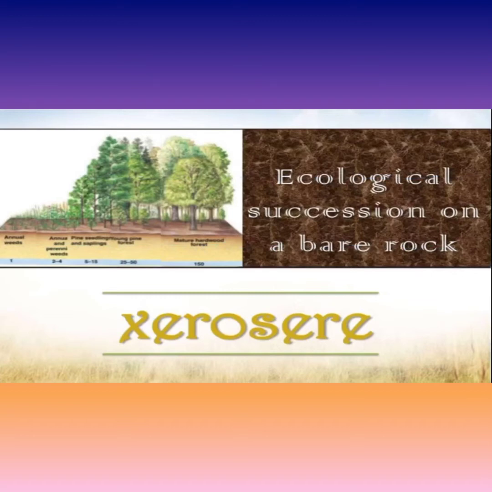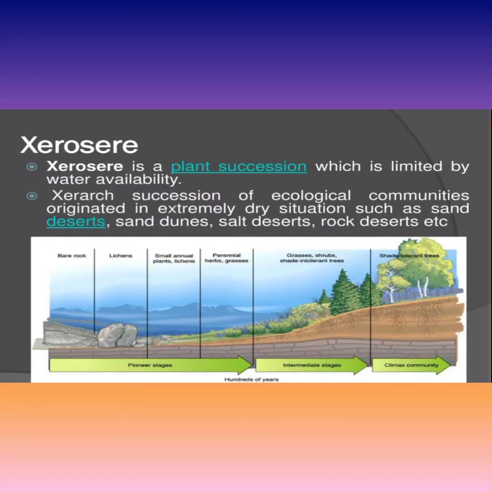Then ecological succession on bare rock, that means xerarch succession. Xerarch is a plant succession which is limited by water availability. Xerarch succession is an ecological community originating in extremely dry situations such as sand desert, sand dunes, salt desert, rock desert. In the figure we can see bare area, then lichen will be developed, then small annuals, then perennials, then grasses, then shrubs and trees can develop.